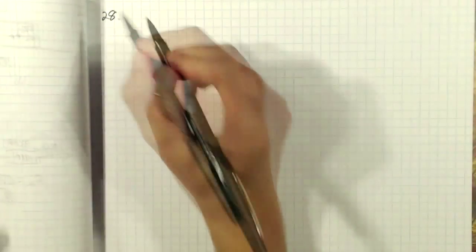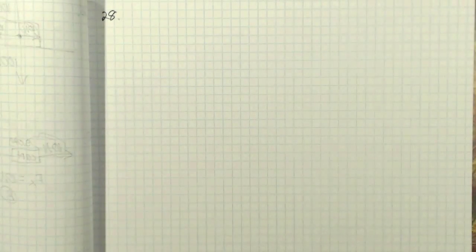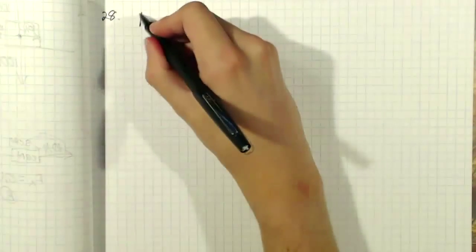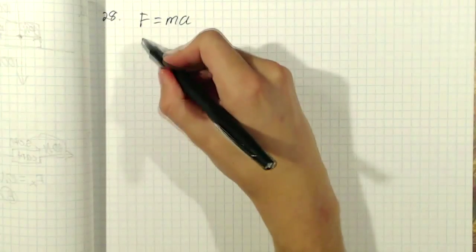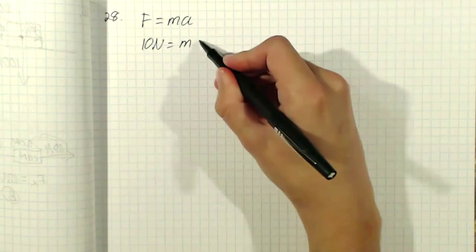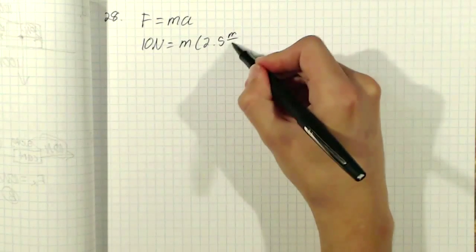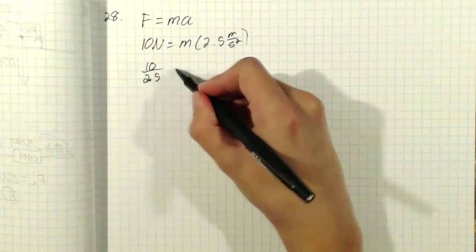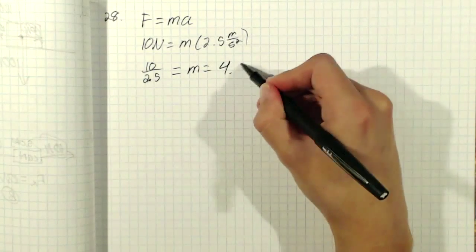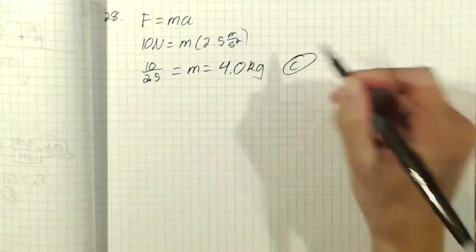The next question is question 28. And it says, an object accelerates at 2.5 meters per second squared when an unbalanced force of 10 newtons acts on it. What is the mass of the object? So this is just a real simple F equals ma problem. You have a known force of 10 newtons, you have an unknown mass, and you have a known acceleration of 2.5 meters per second squared. So you just divide it out. 10 divided by 2.5 equals our mass, which is going to be 4.0 kilograms, which is C.